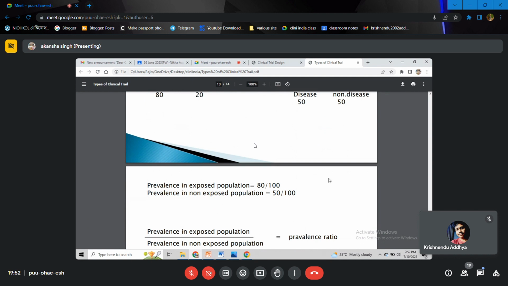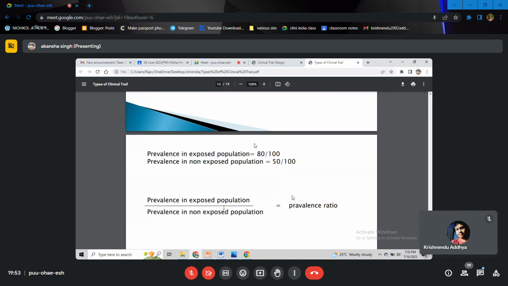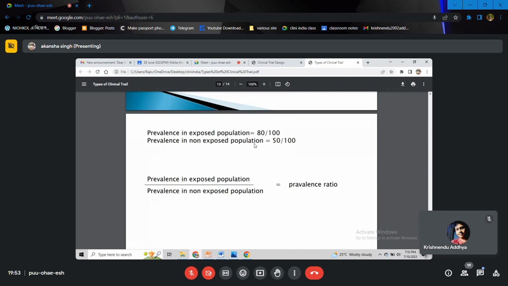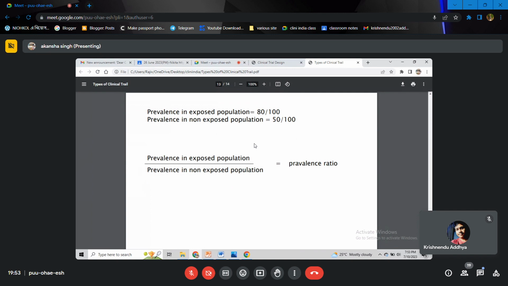Prevalence in the exposed population: out of 100, 80 were having the disease. And prevalence in the non-exposed population: out of 100, 50 were having the disease. They were non-smokers, but 50 developed the disease. They were smokers, but 80 developed the disease. Now what you will do? You will take out the ratio, and you will find a prevalence ratio out of it. So here we will be able to determine the prevalence of a disease in particular populations, what will be the condition of exposure and developing a disease. Prevalence ratio you will be able to find out. Understood?